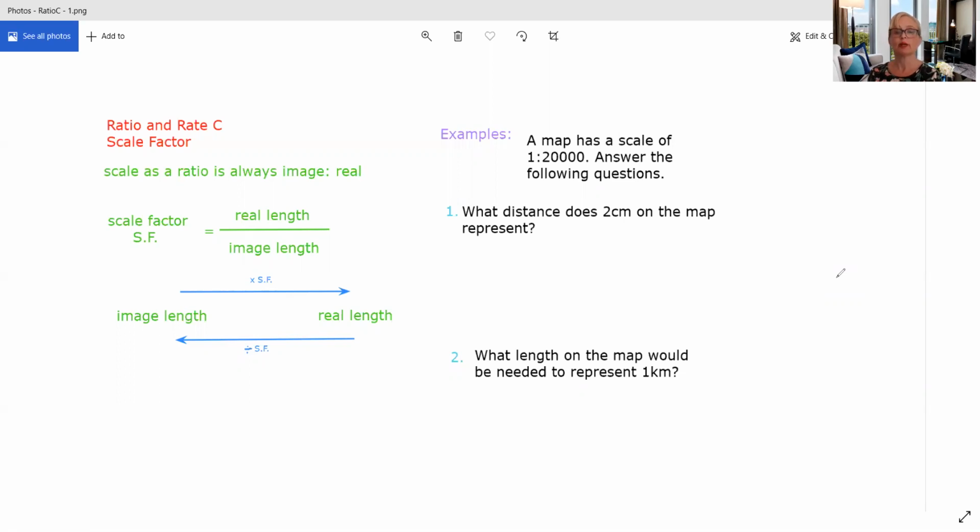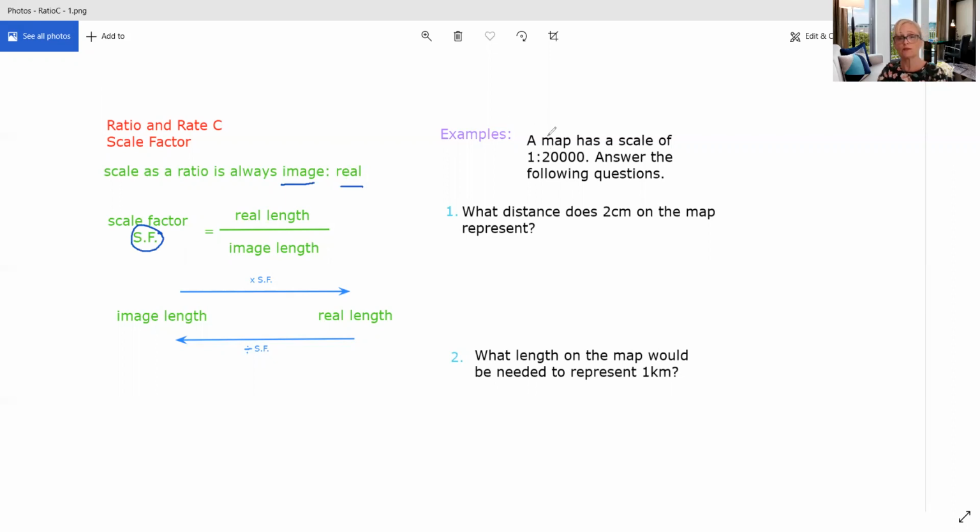Now we're at the point where we're going to start thinking about ratio as used in maps or diagrams, when we're talking about scale factor. Now we always list a scale ratio as the image to the real. So the image to the real. The scale factor, however, is always the real size divided by the image size.